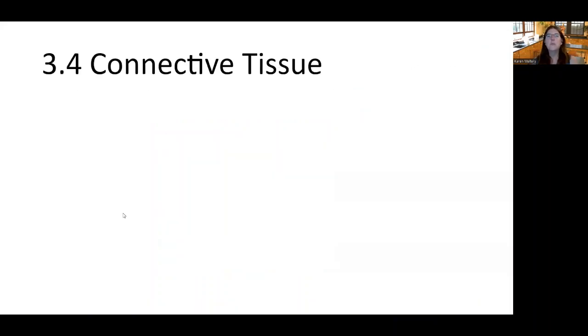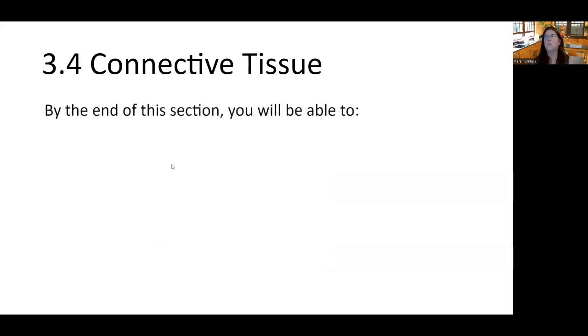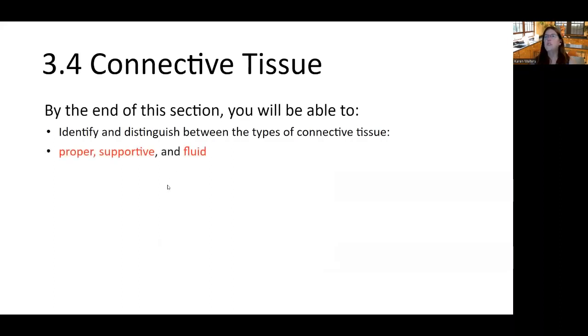When we left off, we were just starting to talk about connective tissue. In part 1, we went through epithelial tissue, membranes, secretory tissue, and now we want to dive into connective tissue. So what is connective tissue? Well, we are going to distinguish the different types of connective tissue being proper, supportive, and fluid. We're also going to go over the functions.